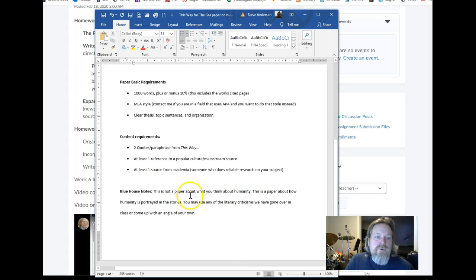Now, one thing I made a note on here, because sometimes this shows up, this is not a paper about what you think about humanity, right? It's about how humanity is portrayed in the story, and how that exploration has got you thinking about how humanity is portrayed by whichever piece of modern culture you pick. If you have questions on this, make sure to send me an email, right? Hillary is also available for this, and that should get you set up.